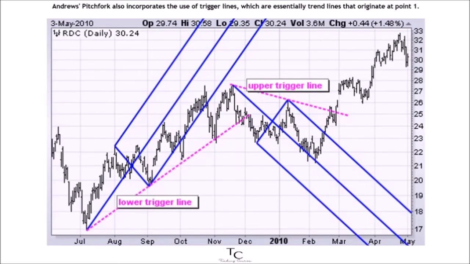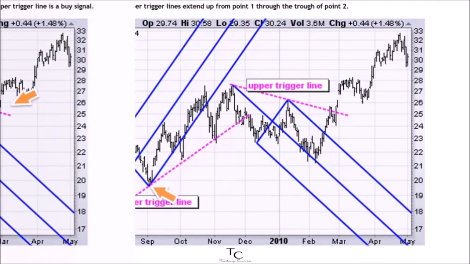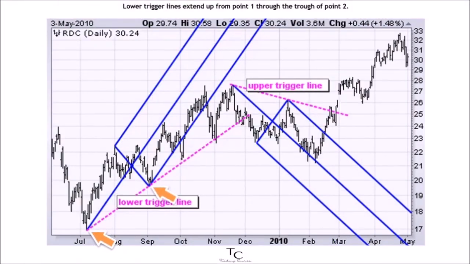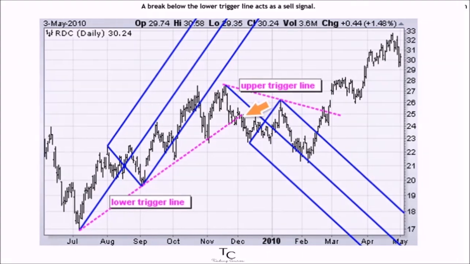Andrew's Pitchfork also incorporates the use of trigger lines, which are essentially trend lines that originate at point 1. Upper trigger lines extend down from point 1 through the peak at point 3. A break above the upper trigger line is a buy signal. Lower trigger lines extend up from point 1 through the trough of point 2. A break below the lower trigger line acts as a sell signal.